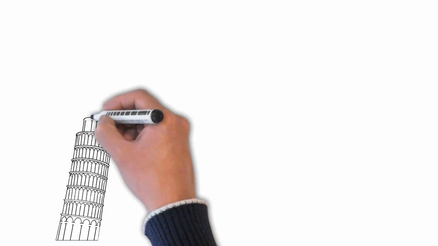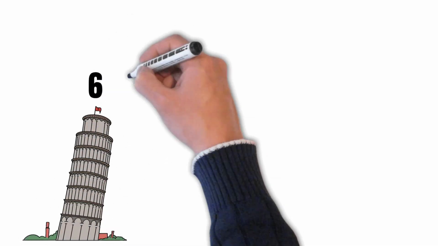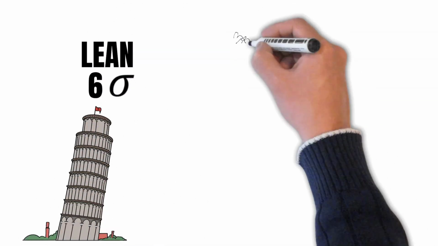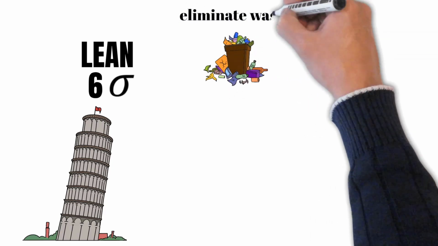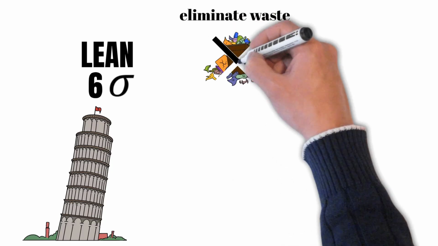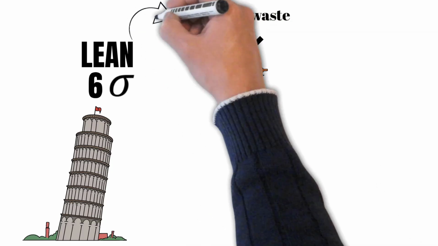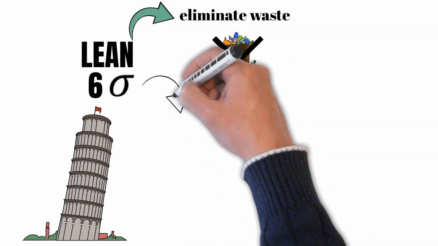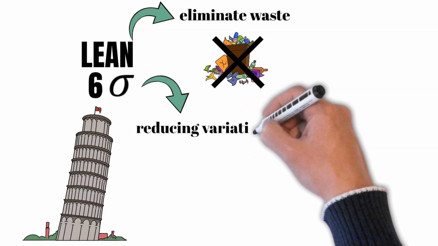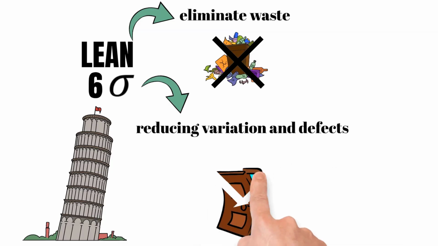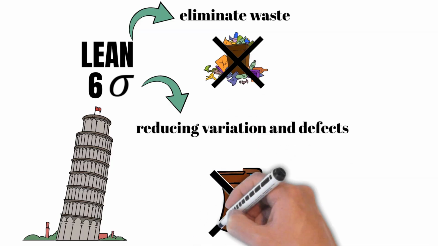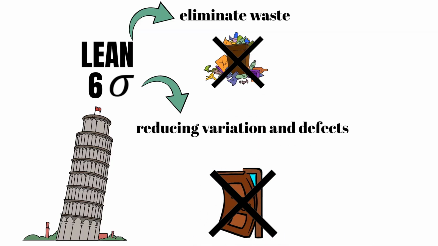When we say Lean Six Sigma, in fact we mean Lean and Six Sigma. Lean is a set of tools that aims to eliminate waste and maximize production flow, reduce cycle time. Six Sigma is about reducing variation and defects. Lean Six Sigma is a combination of all those tools and methods. Lean and Six Sigma complement each other and help us to improve the process.